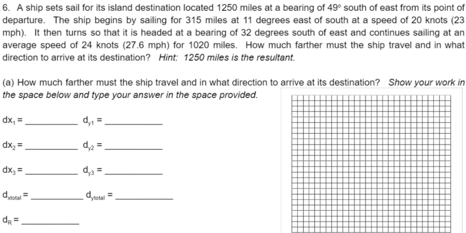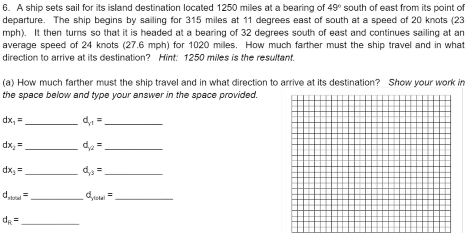The ship begins by sailing for 315 miles at 11 degrees east of south at a speed of 20 knots, or 23 miles per hour. It then turns so that it is headed at a bearing of 32 degrees south of east and continues sailing at an average speed of 24 knots, 27.6 miles per hour, for 1,020 miles. How much farther must the ship travel and in what direction to arrive at its destination?